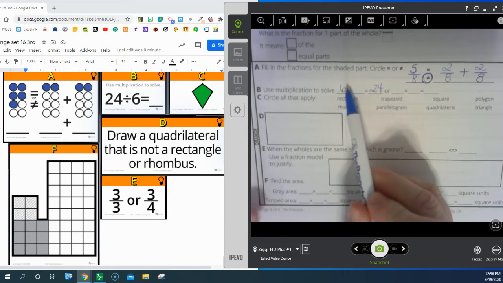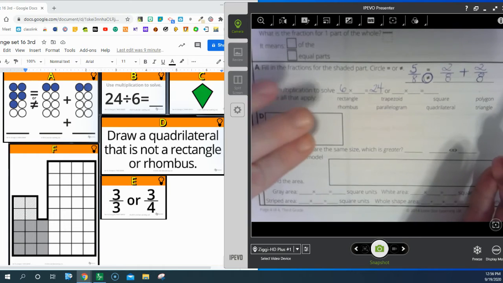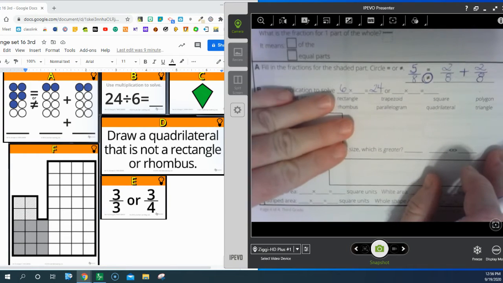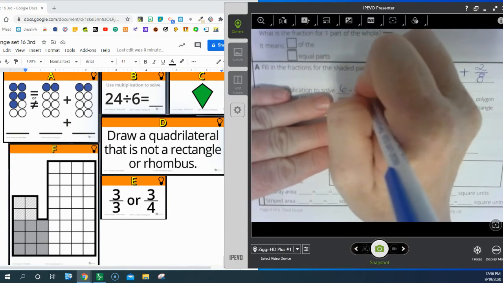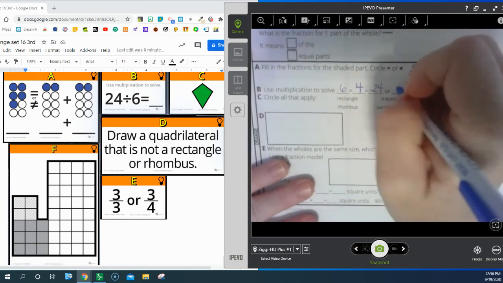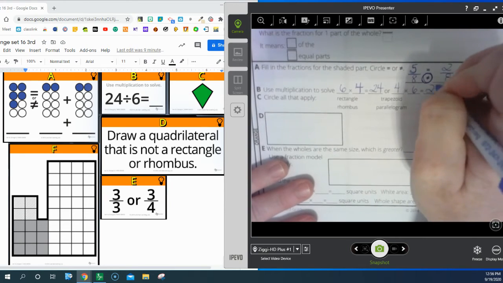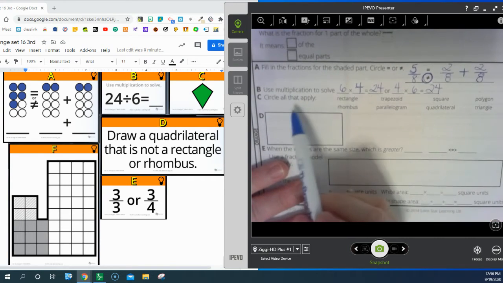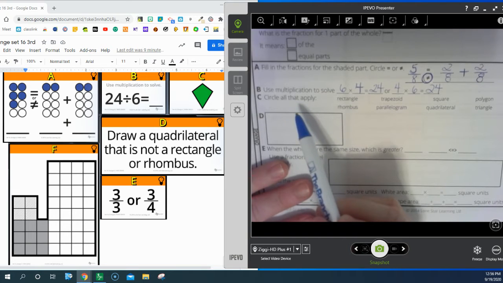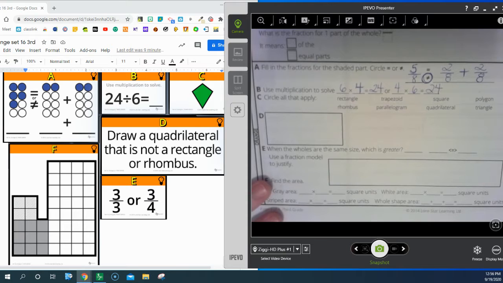So I would think 6, 12, 18, 24. So it's going to take 4 groups of 6 to make 24. I can think about that, and in the inverse, 4 times 6 is 24. So my answer to 24 divided by 6 is 4.